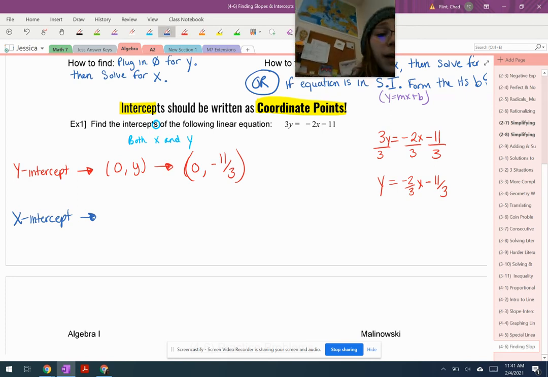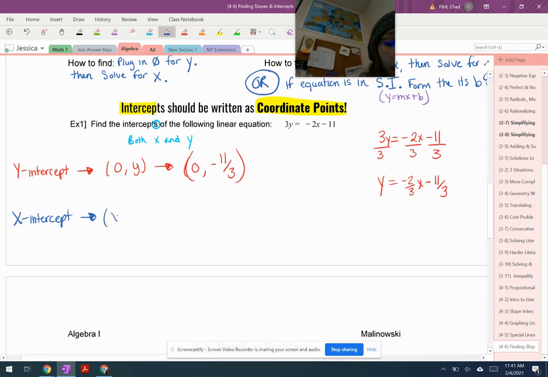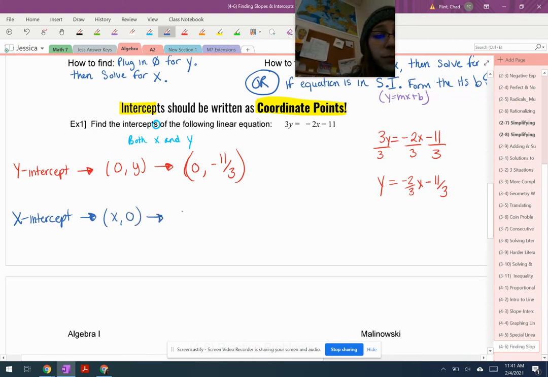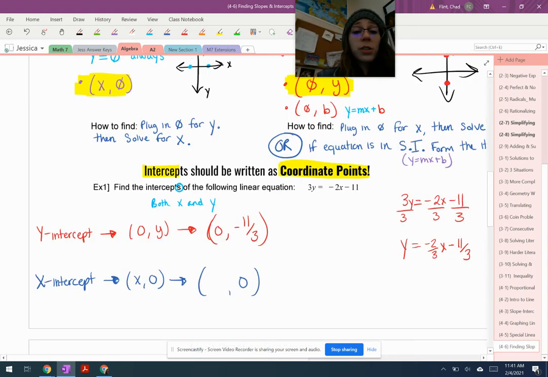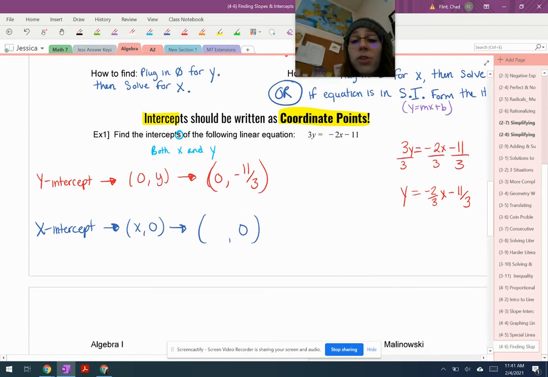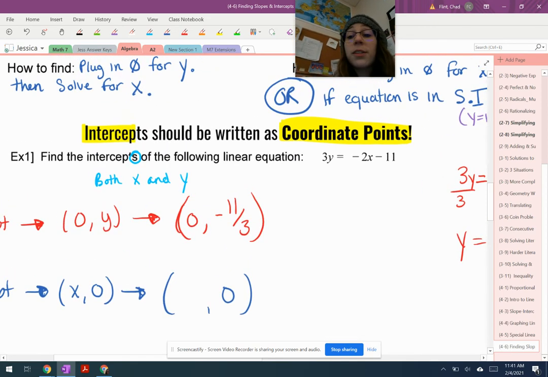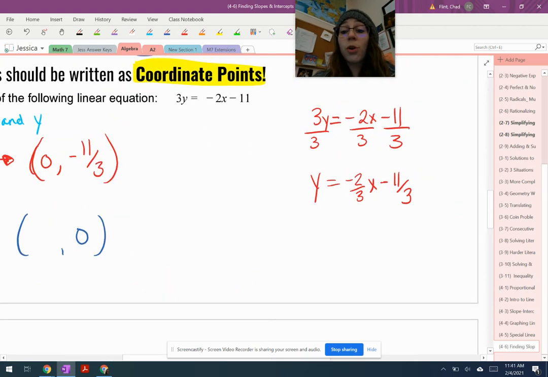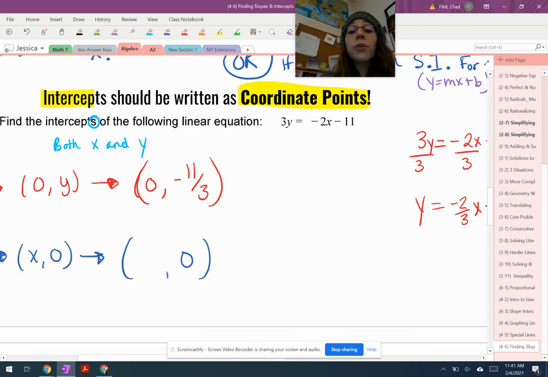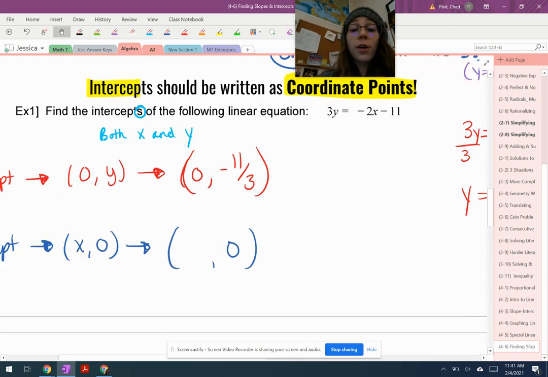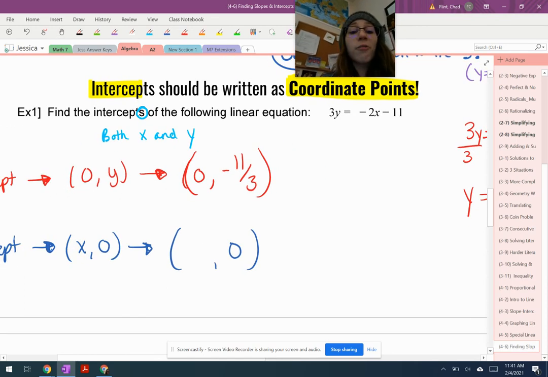All right, so looking at my x-intercept then, I know I'm going to have an x value, comma, 0 for this guy. My x-intercept directions tell me to plug in 0 for y and then solve for x. So I'm going to do that using the equation that they started me off with. It does not matter which equation you use. You could go to the one where we already solved for y and plug it in there, or you can use the equation that you started off with. I like to go back to the one that I started off with.